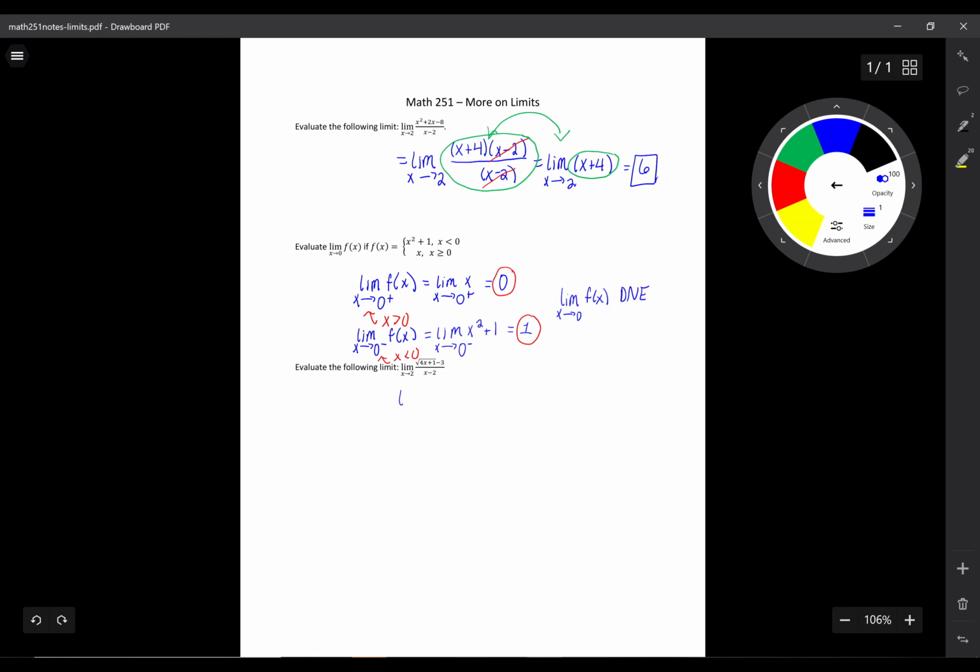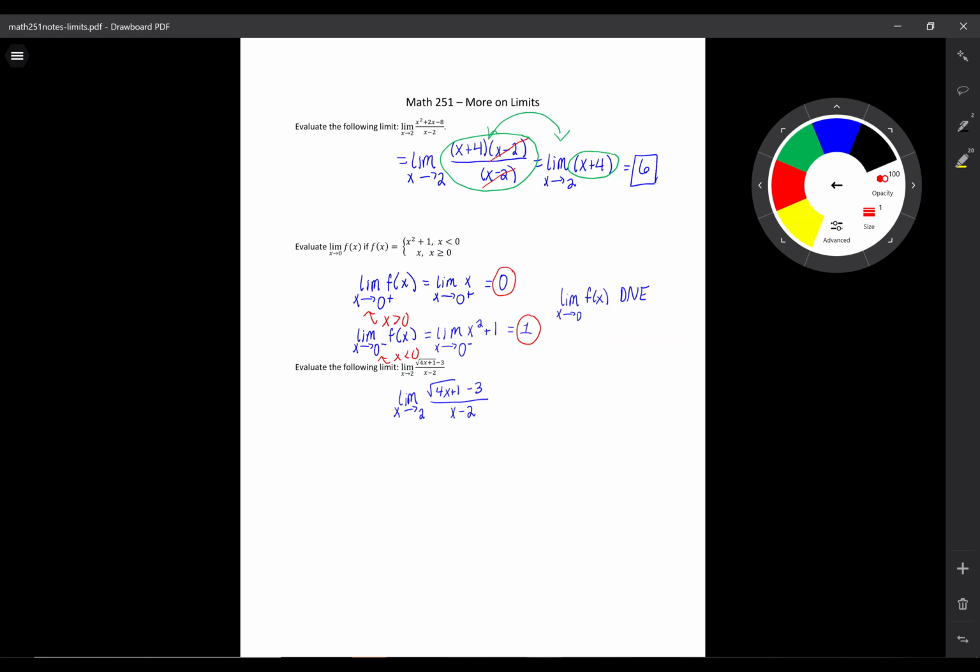I have a square root in the numerator. So I have the limit as x goes to 2 of the square root of 4x plus 1 minus 3, divided by x minus 2. And when we see square roots in this kind of capacity, we should be thinking conjugates, because usually conjugates allow us to simplify things a little bit and cancel out terms that we want to cancel.